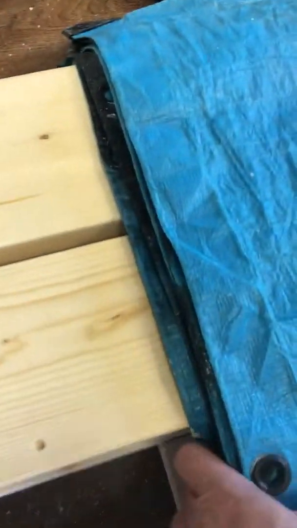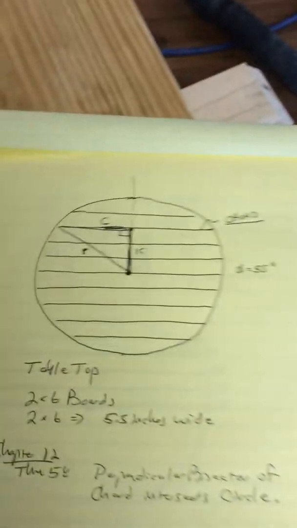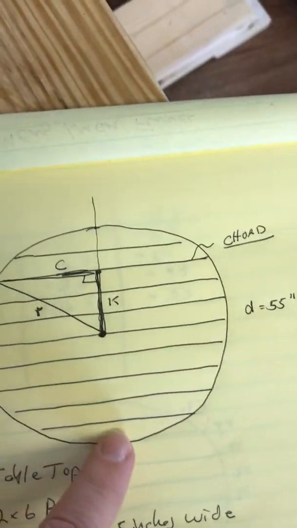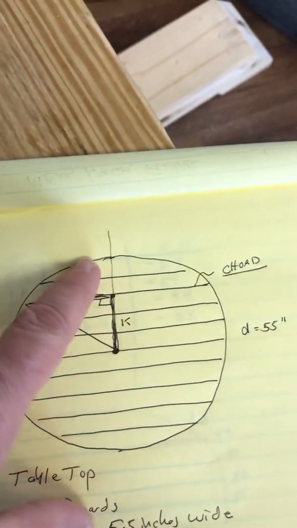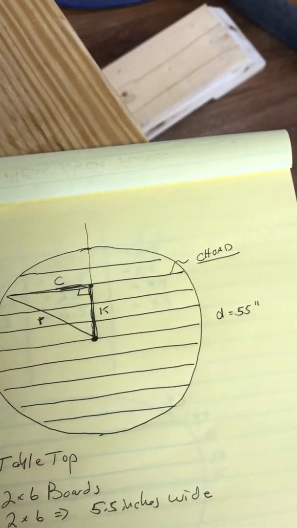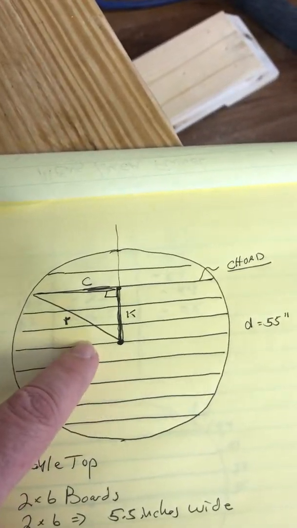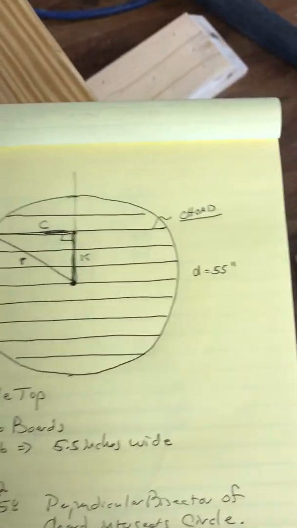So what we're going to be using are these 2x6s that we've got right down here stacked up. And these 2x6s will be the table top. They're going to look something like this picture right here, where there's going to be 55 inches across the center. And there's going to be 10 boards to make the 55 inches. If you know anything about 2x6s, they're about 5.5 inches wide. Well, that's a whole other story why they're that way.